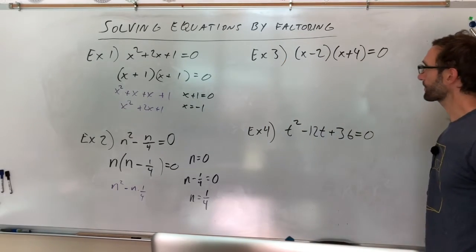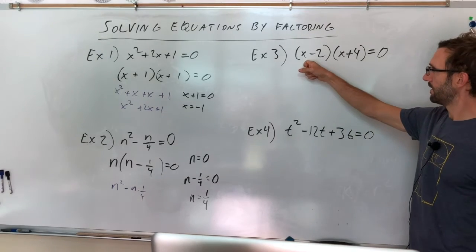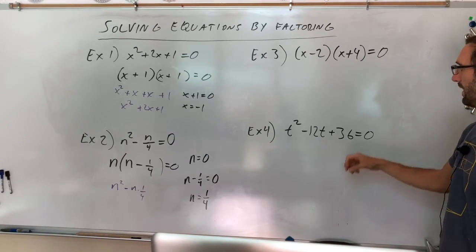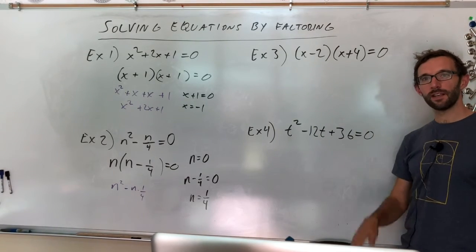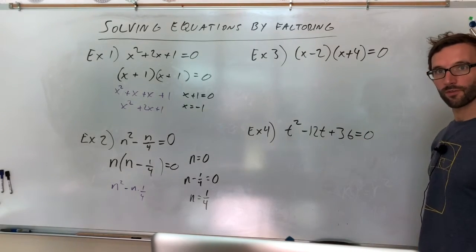Okay, here we go. So example 3, we have the quantity x minus 2 times the quantity x plus 4 equals 0. And then t squared minus 12t plus 36 equals 0. All right, give yourself a try at solving those for x and t, and we'll go from there.